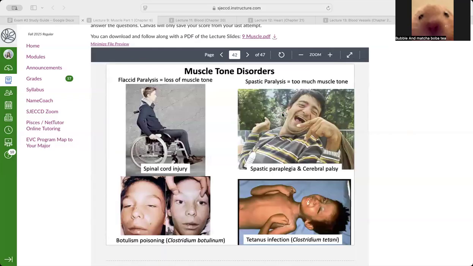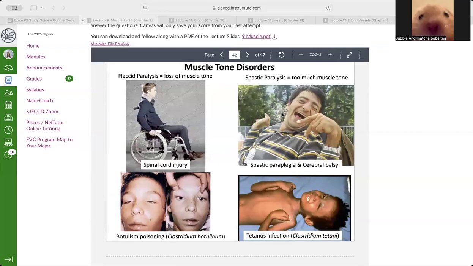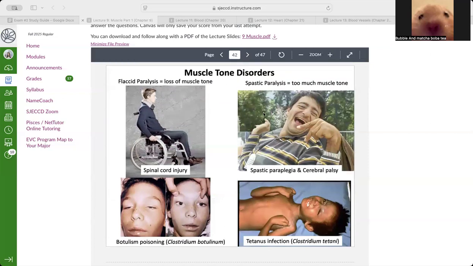There are a few muscle tone disorders. Flaccid paralysis is a loss of muscle tone, and this can occur if you have a spinal cord injury. When you have a spinal cord injury, you sever the neurons there. So all the muscle fibers become flaccid and cannot contract, because it affects your brain. Your brain is like, okay, what do I do? It's not connecting anymore, and then you lose your muscle.